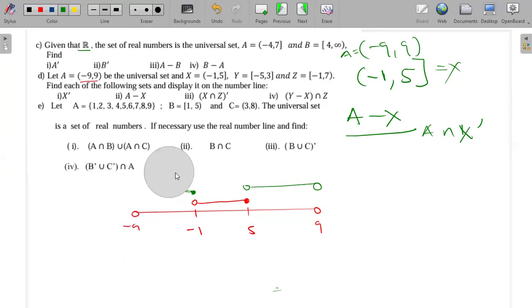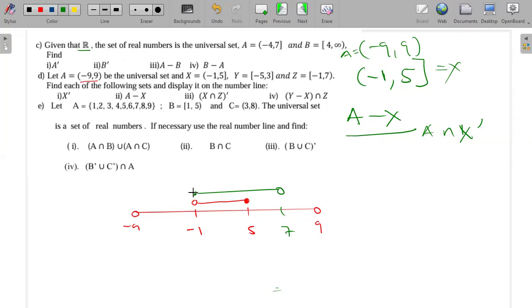So the next question is X. I still keep my X there since it's following up in the next one. X intersect Z complement. So what's my Z? I plot my Z. My Z is from -1 to 7. So at -1 it's closed, and then it goes all the way to 7, and it's open at 7. So this is what I have to be my Z.